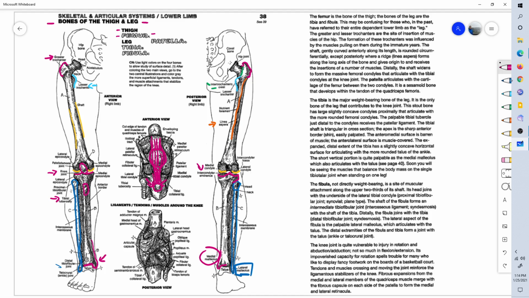Two of them. Right here is called the proximal tibiofibular joint. You can see right here. And as you follow it down here, the distal tibiofibular joint right in here. There's a little joint there. The proximal tibiofibular joint and the distal tibiofibular joint.